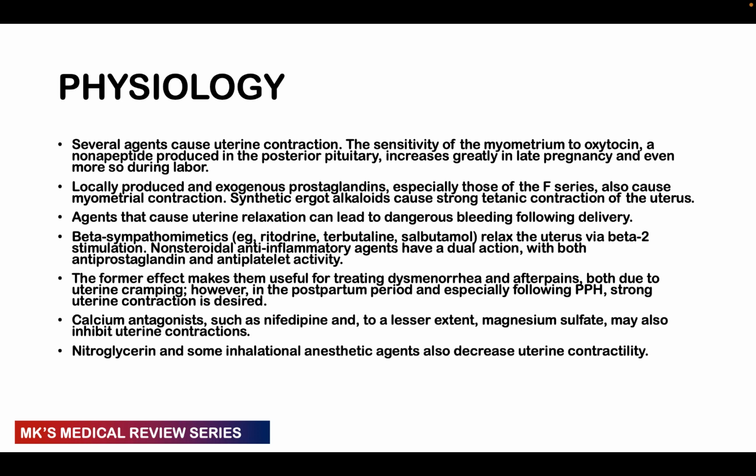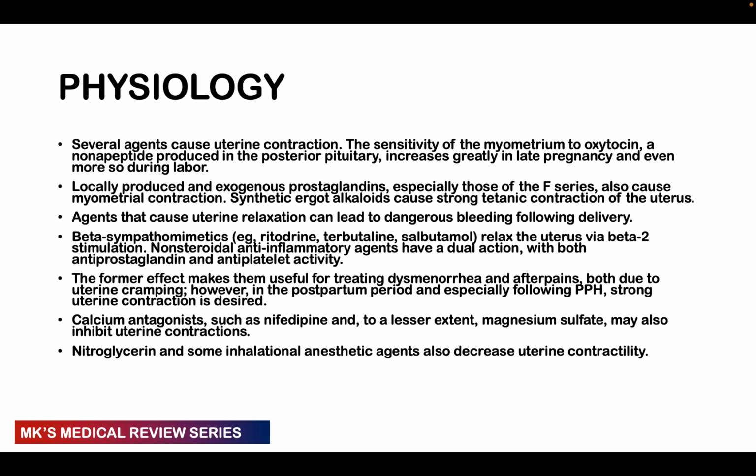And you also have some agents that can cause uterine relaxation and can actually be dangerous, such that they may result in bleeding because you don't have those living ligatures or that physiological suture where the uterus contracts on these blood vessels. So you may have some beta sympathomimetics like ritodrine, terbutaline, and salbutamol, which relax the uterus via beta-2 stimulation, and you have some non-steroidal anti-inflammatory agents that have dual action.